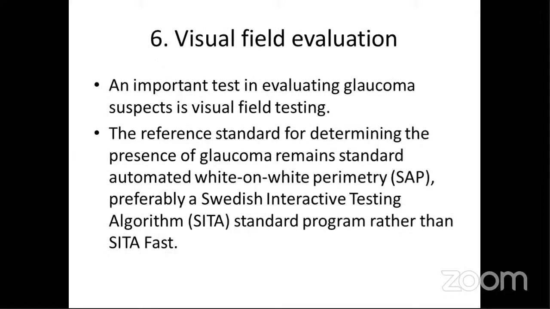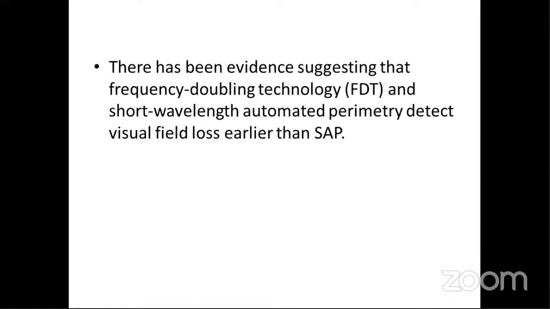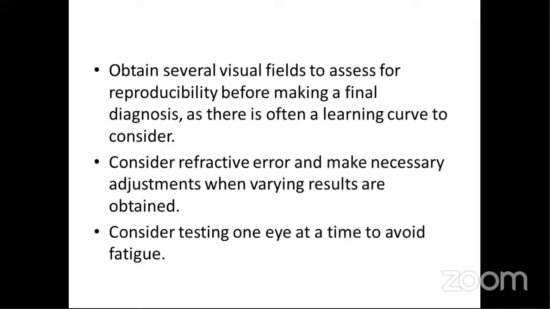Visual field evaluation: we cannot overemphasize the importance of visual field in evaluating glaucoma suspects. The reference standard for determining the presence of glaucoma remains the SAP, that's the standard automated perimetry, the white on white, preferably the SITA test. There has been evidence suggesting that frequency doubling technology and short wavelength automated perimetry detect visual field loss earlier than the SAP. So obtain several visual fields to assess for reproducibility before making a final diagnosis.